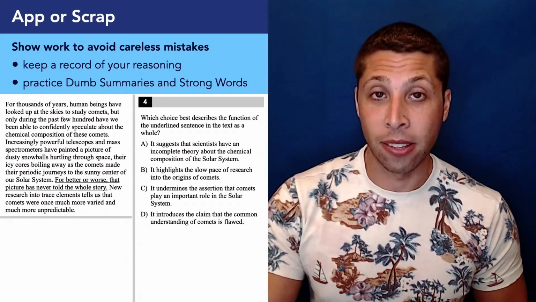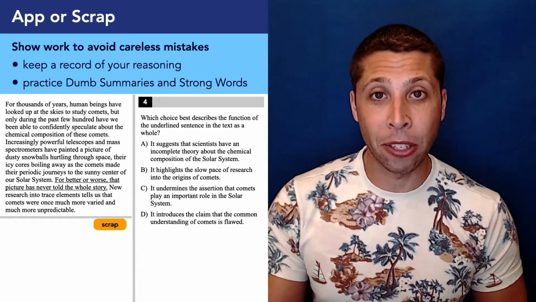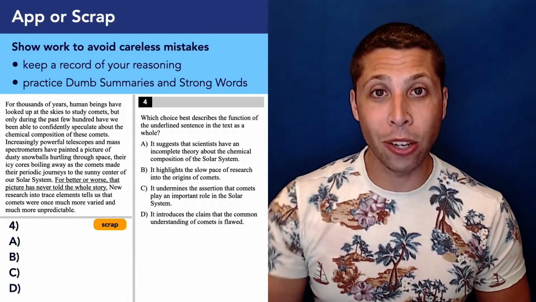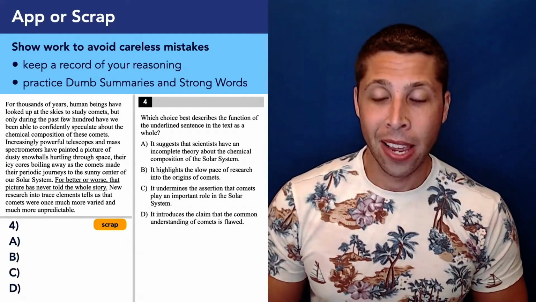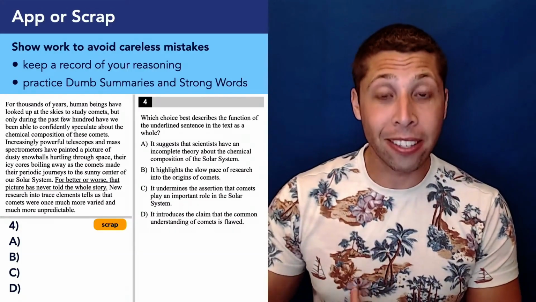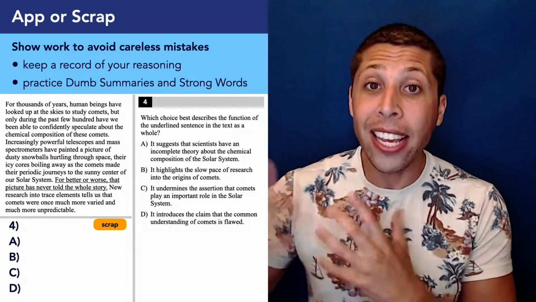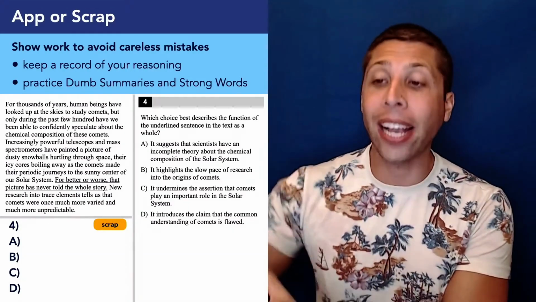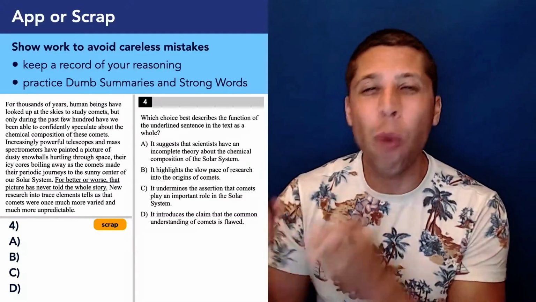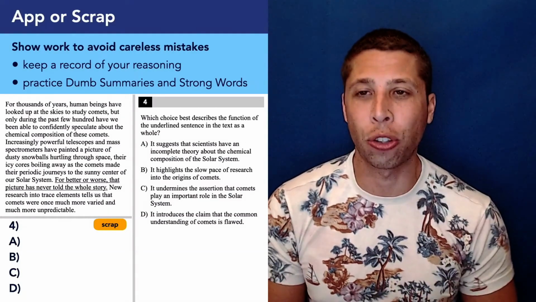Now again, this is a practice test. I'm going to take my scrap paper and write the question number and A, B, C, and D. And I'm going to take notes basically on my thinking so that if I get this question wrong, I can go back and see, why did I pick that? What was I thinking? Why did I cross out the other answer choices?